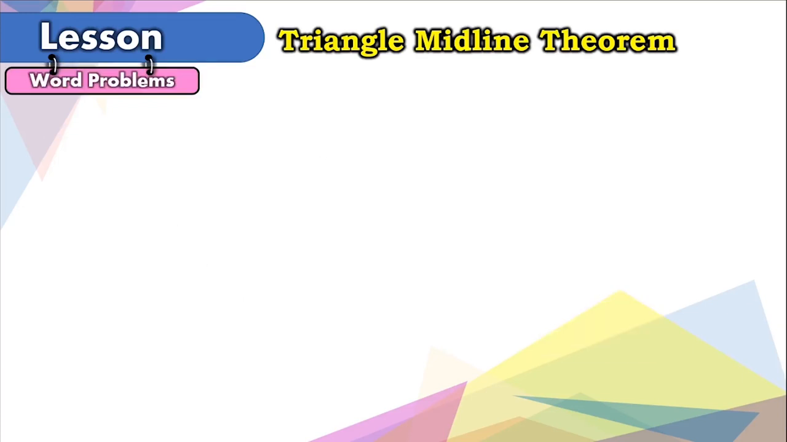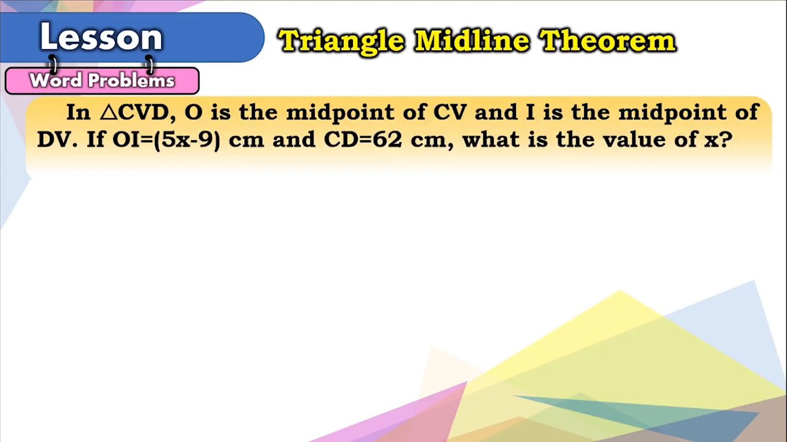Let's try to solve word problems involving triangle midline theorem. In triangle CVD, O is the midpoint of CV and I is the midpoint of DV. If OI is equal to the quantity of 5x minus 9 centimeters and CD is equal to 62 centimeters, what is the value of x? In order for us to have a clear view of the problem, we need to sketch an illustration of the situation and indicate the specified details. The illustration looks like this.